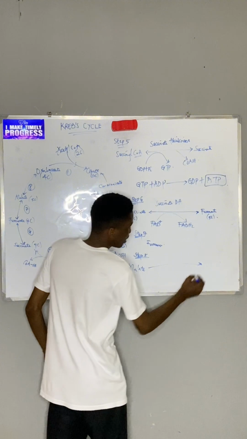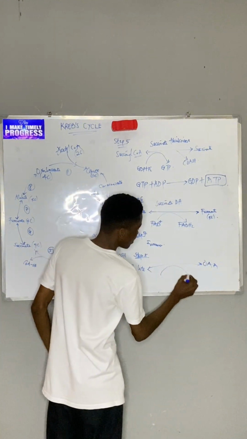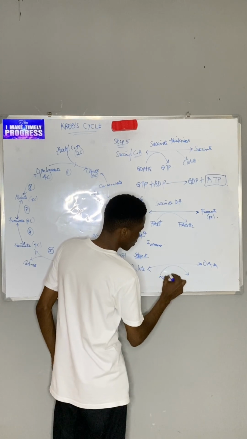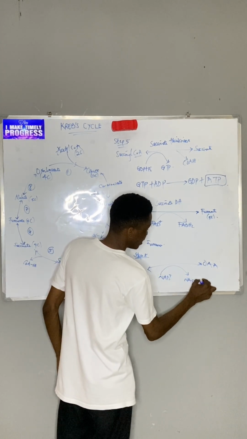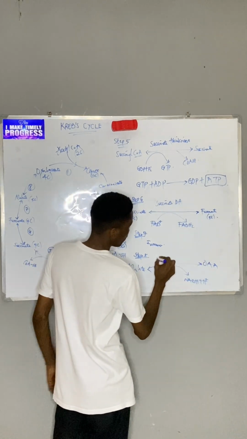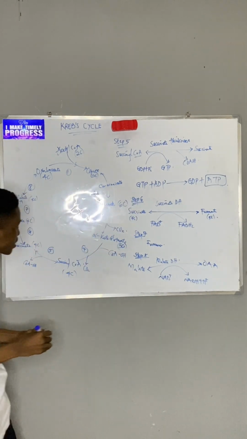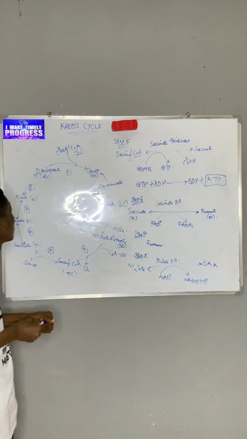From here, I can do malate to oxaloacetate. Remember, it is also reversible, and here it is a dehydrogenase. So NAD plus changes to NADH plus H plus. So we can see that the name of the enzyme is malate dehydrogenase. So that covers the Krebs cycle.